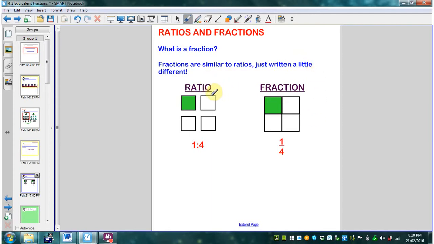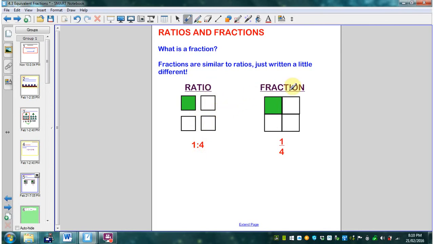So for example, we're used to seeing something like this. We talked about ratios. If I ask for the ratio of shaded blocks to all blocks here, so a part to whole ratio, I would have 1 shaded block to 4. And we represent "to" by the colon, remember?